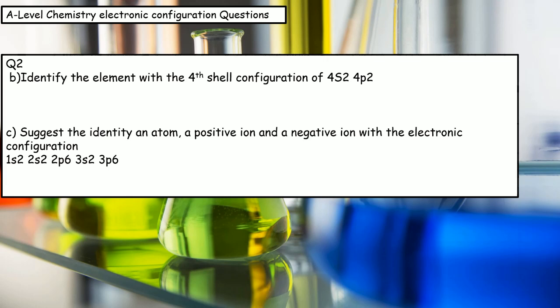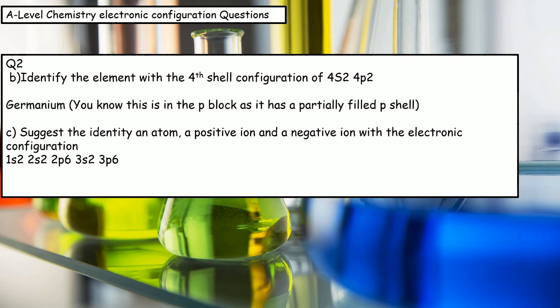Okay, for question 2b, identify the element with the fourth shell configuration of 4s2, 4p2. And the answer there is germanium, which you will find in the P block because it has a partially filled 4p subshell or p orbital.